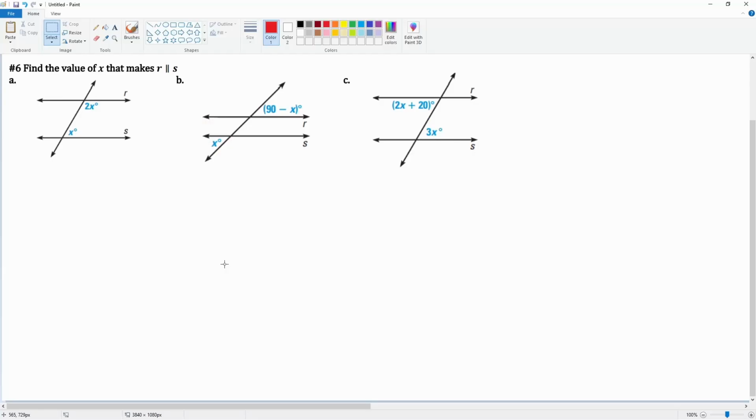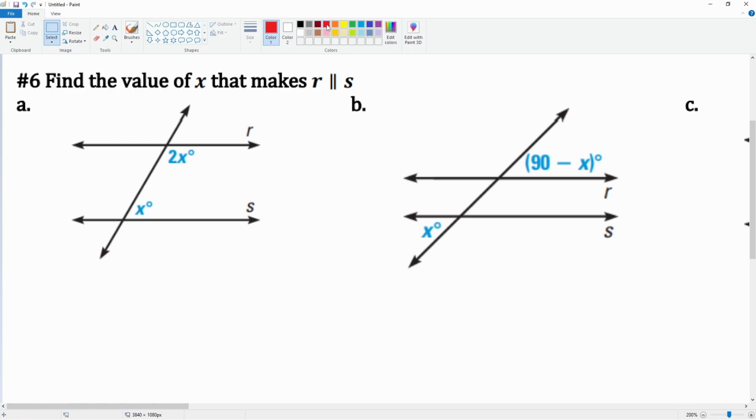Section 3, number 6, you're going to find the value of x that makes R parallel to S. So let's take a look. The two angles here look like they're both corresponding. No, not corresponding, consecutive interior. And we know that if consecutive interior angles are supplementary, then by the converse, the lines are going to be parallel.